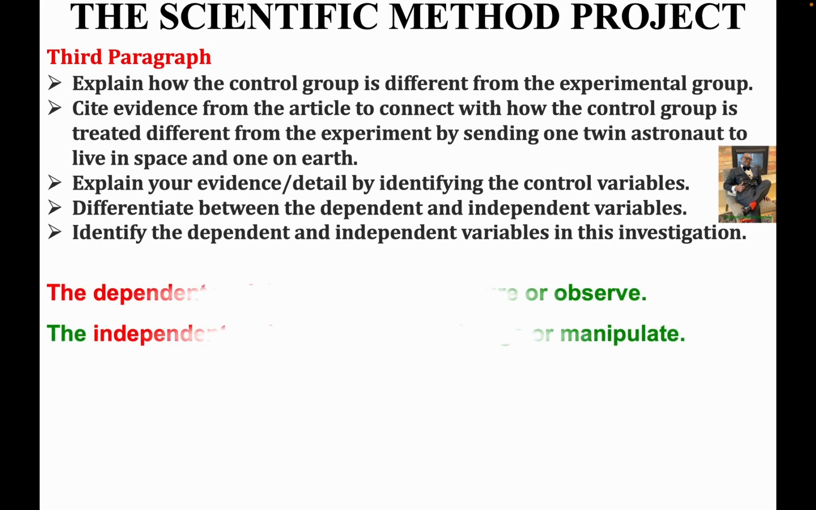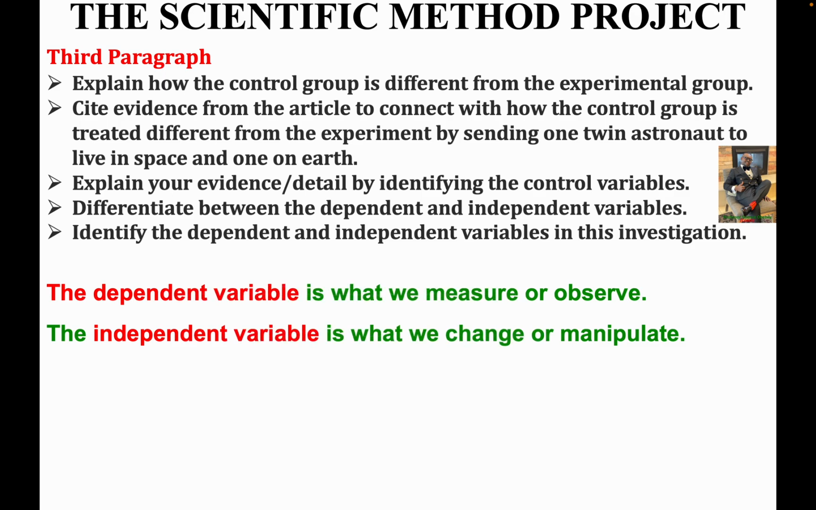The next is to differentiate between dependent and independent variables. When we talk about the dependent variable, it's what we measure or observe. In this investigation, we are measuring the height of the individuals in the control group and the experimental group. The independent variable is what we change or manipulate. In this investigation, what we change is where they were living.